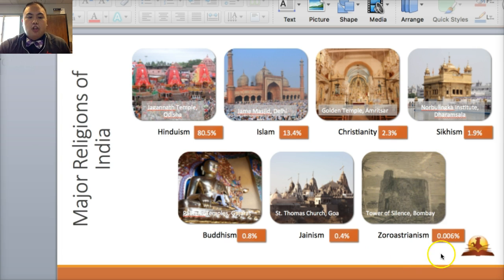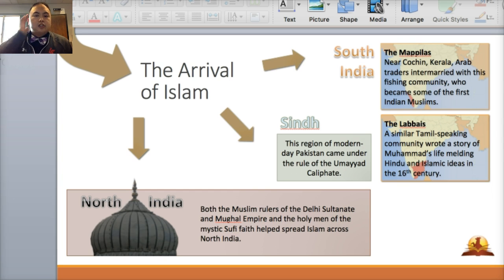The Parsis follow Zoroastrianism, and they migrated to India from Iran in the pre-colonial era. Okay. So let's talk about Islam real quick. And I'll talk about Sikhism.